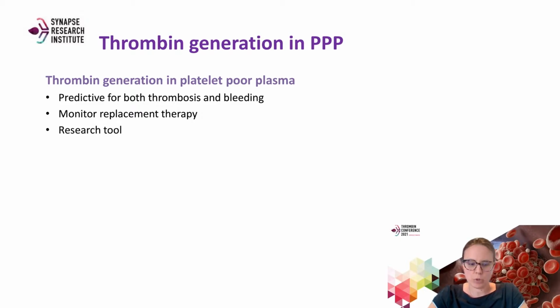Thrombin generation is able to predict both bleeding and thrombosis in certain patient groups. Furthermore, it can be used to monitor replacement therapy in patients with hemophilia or to monitor anticoagulant treatment. Additionally, it is a very useful research tool to explore mechanisms of thrombosis and hemostasis.